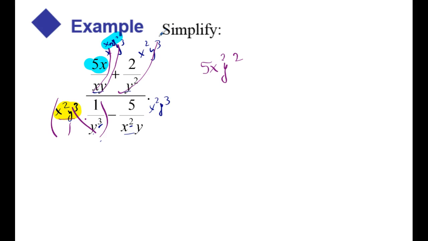Here the y squareds will cancel, but it leaves me with 1y. So I have 2x squared y. Down below we already talked about the y cubes canceling, just giving me x squared.